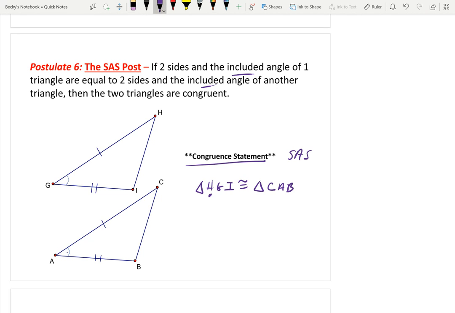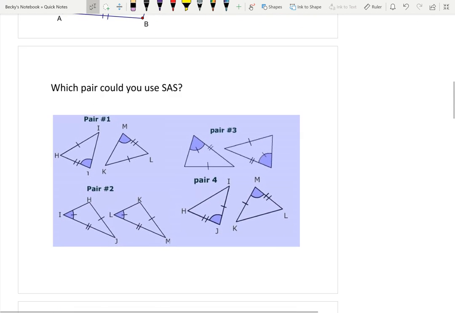Again, order matters. Remember, this actually tells you 6 things, right? Do you remember how we did this? Angle H corresponds with angle C, angle G corresponds with angle A, angle I corresponds with angle B, and we could do segments. HG corresponds with CA, GI with AB, and HI with CB. All right.